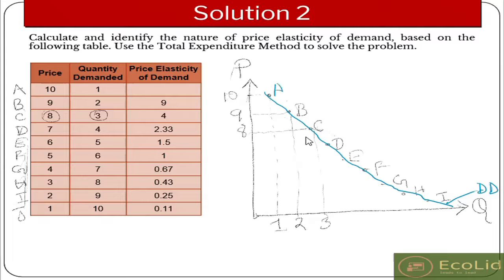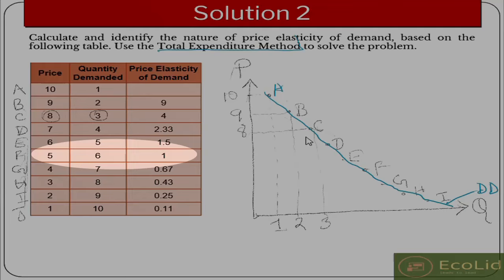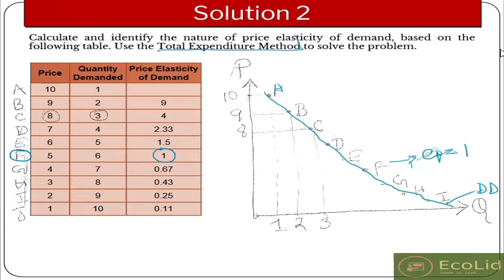So this was our point A. So at point A we couldn't calculate. From point B, what is the rule? When we are using this total expenditure method, the rule is that if the price elasticity value is equal to 1, it is unit elastic, right? So where corresponding to point A, if we can get the price elasticity value equal to 1, so here EP is equal to 1.